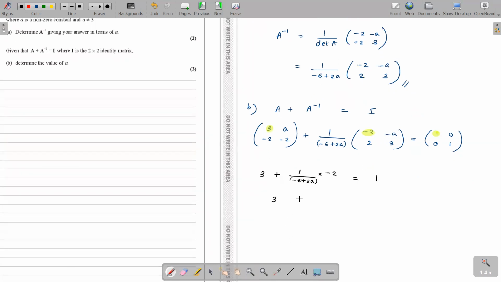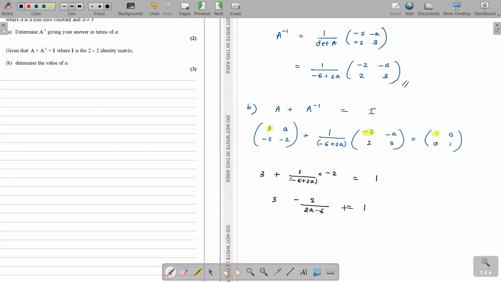3 plus minus 2 over minus 6 plus 2A. So if it's confusing you, you could rename this as 2A minus 6. Is that okay? Minus 6 plus 2A is the same as 2A minus 6, because I'm worried you would put the minus mark in front and cancel it out. So just don't make any mistakes like that. So I'll just rewrite it like this. 3 minus, okay.